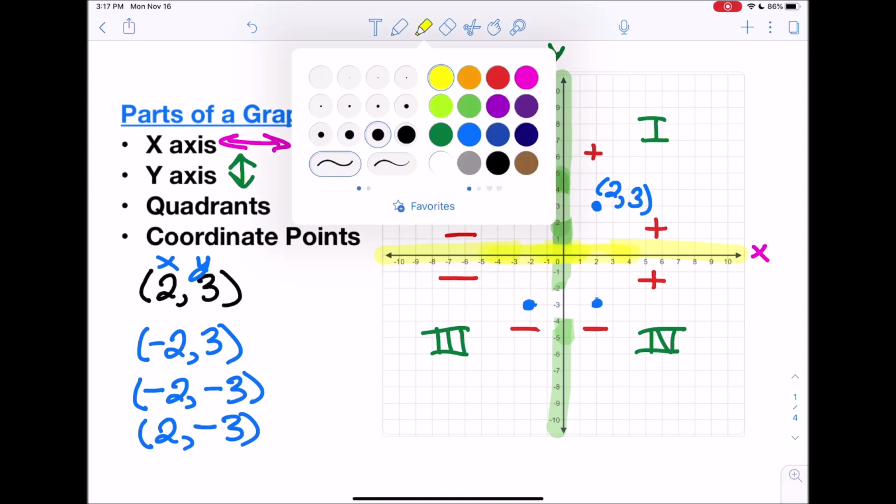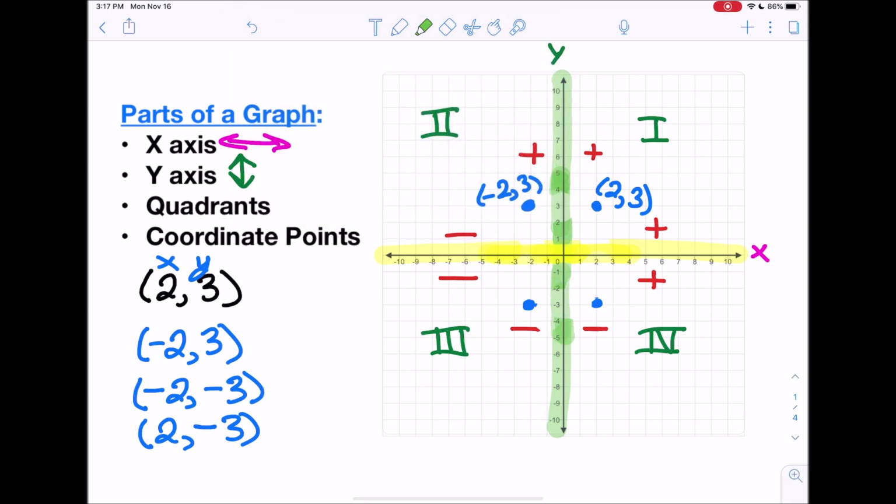Let me clean this up. So this one was my negative 2, negative 3, and this one is my positive 2, negative 3. And as you can see, depending on what quadrant the point is in, will determine if the x or the y are positive or negative. Okay, so let's take a look at another example.